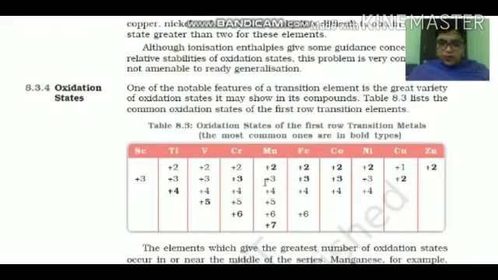Now children, the most common oxidation states are represented in bold type. Means for scandium only one oxidation state is there, +3. +2 is virtually unknown for scandium. For titanium it is +4. For vanadium it is +5. For chromium it is +3 and +6. For manganese it is +2 and +7. For iron it is +2, +3. For cobalt it is +2, +3. For nickel it will be +2. For copper it will be +2. For zinc it will be +2.